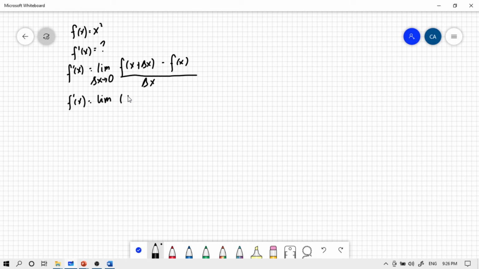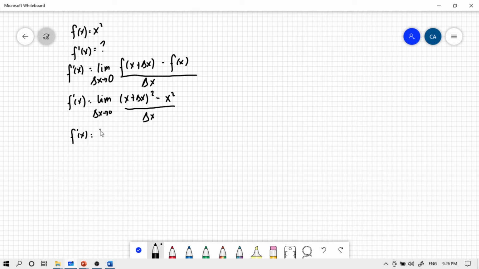So we have x plus delta x squared minus f of x natin, which is x squared, divided by the delta x as delta x approaches 0. Simplify.